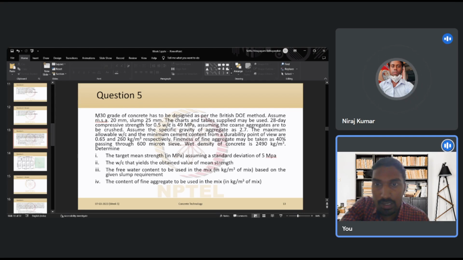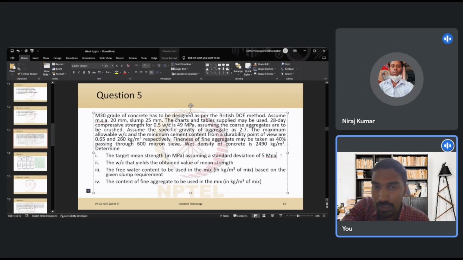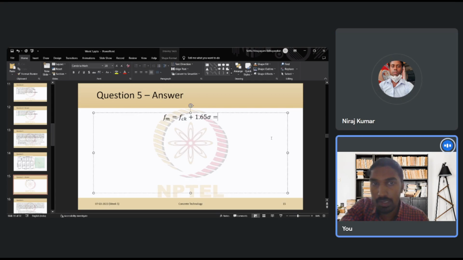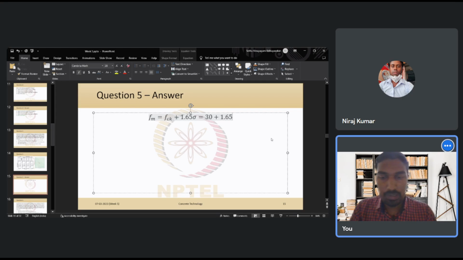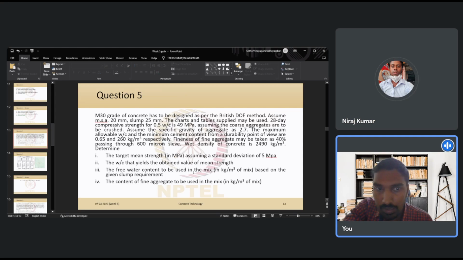The characteristic strength can be obtained knowing the grade of concrete, right? So if it is M30, the characteristic strength is 30 MPa, right? And also the standard deviation is given to us as 5 MPa, right? So using these two pieces of information, we will be able to find the target mean strength. So it is 30 plus 1.65 times 5, which is 38.25 MPa, right? So that is the target mean strength that we should design for, okay?